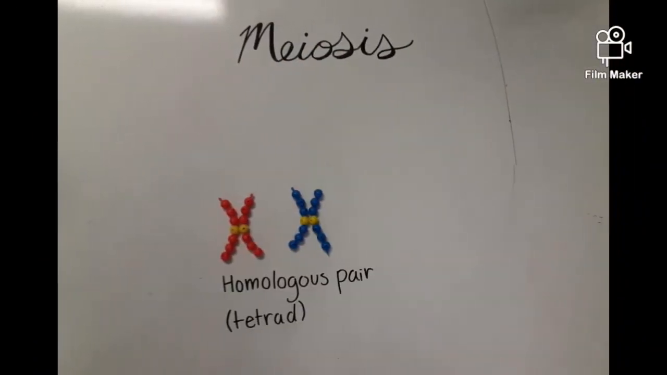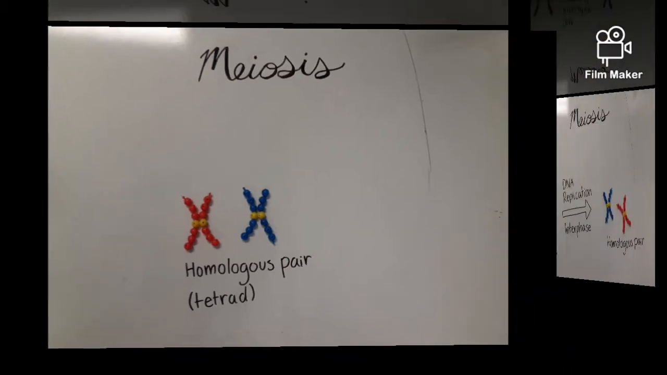This is a homologous pair, also known as a tetrad. A homologous pair has one chromosome from the mom and one chromosome from the dad in humans. A chromosome is a thread-like structure that contains genetic information.